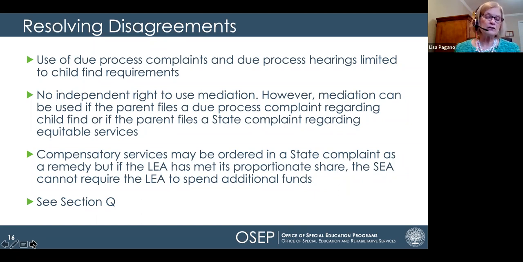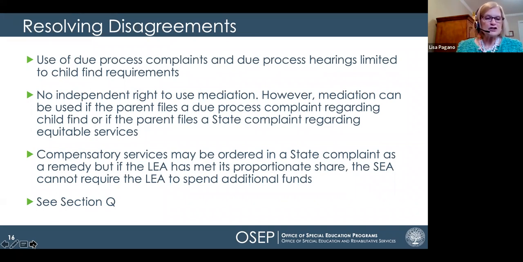Or a parent could also choose to use the state complaint process regarding anything about equitable services. So back when you used to take tests and C is always a good answer, state complaints are always a good answer in this case, because all of the requirements around equitable services can be the subject of a state complaint. So if you remember nothing else, a state complaint is always available about any concern of an alleged violation of IDEA, including any of the equitable services requirements.